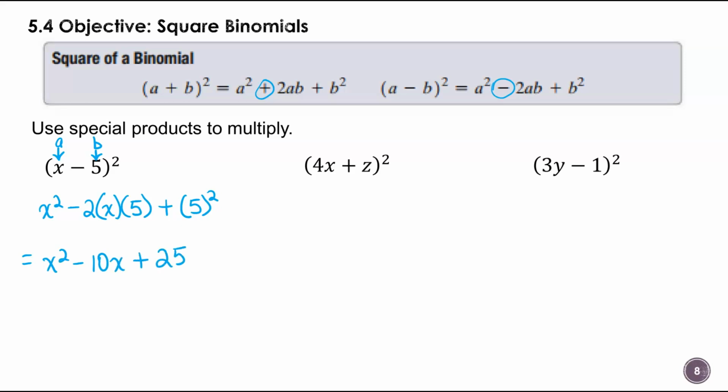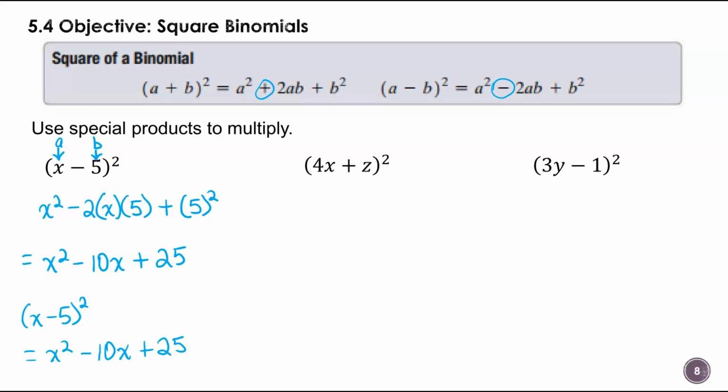Now here's another way that I talk about that. So you can always write it, right? x minus 5 times x minus 5. So here's a way that's the same thing. I square the first term, so that's x squared. I take the first term times the second times 2. So x times negative 5 is negative 5x, times 2 would be negative 10x. And then I square the second term. Negative 5 times negative 5 is 25. So that's a quick way if you understand this.